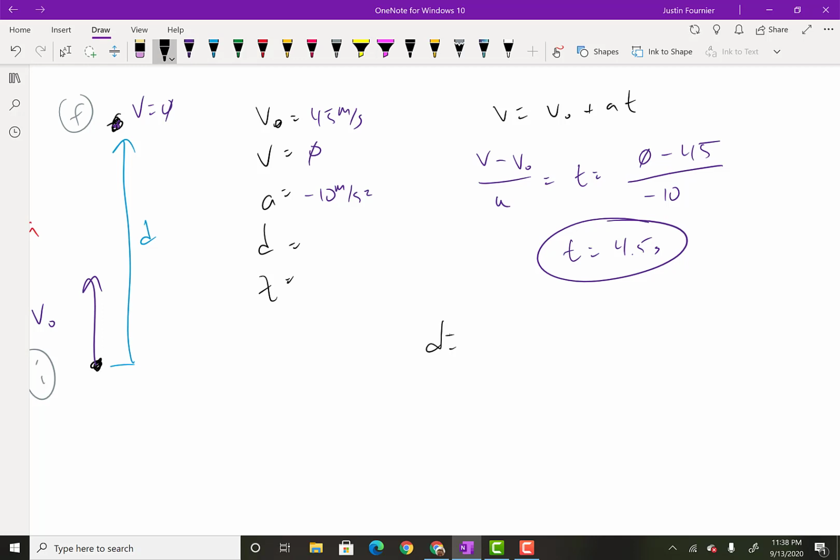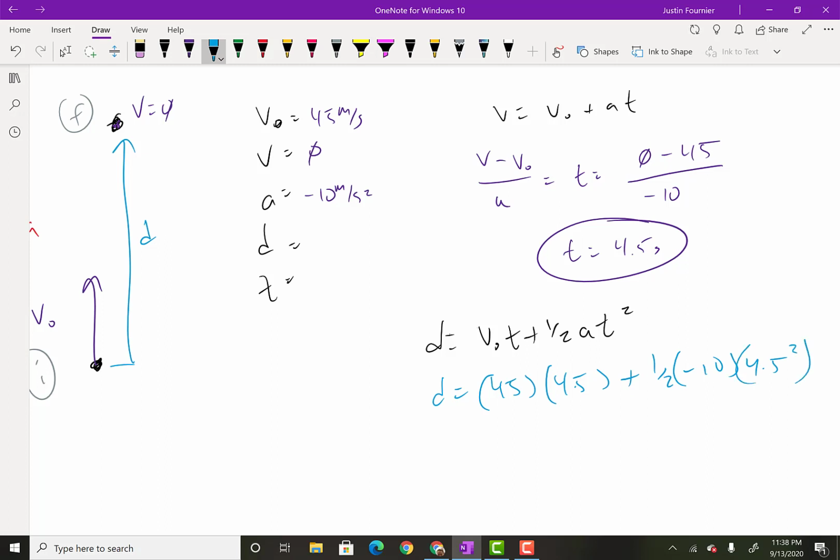Next up, we want to find the displacement. Again, I like to use this for my displacement: v naught t plus 1/2 at squared. Now, plugging in, the initial velocity in this case is 45, multiplied by the time, which I just found out was 4.5, plus 1/2 times negative 10 times 4.5 squared. Displacement should be 4.5 squared times 0.5 times negative 10 plus 45 times 4.5. About 101 meters is the displacement.